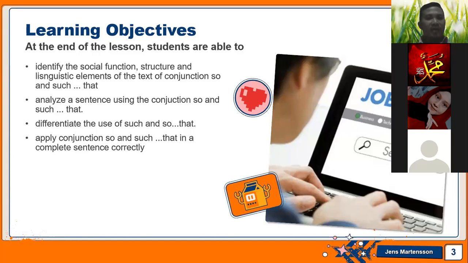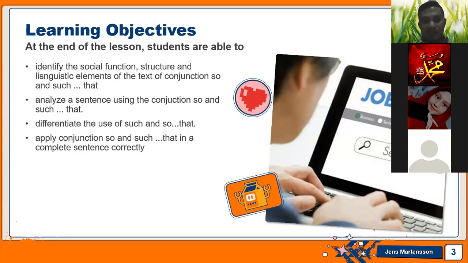Kata penghubung is correct. The second, you will be able to analyze the sentence using the conjunction so and such, and then connected with that. Number three, you will be able to differentiate the use of such and so connected with that. And last but not least, you will be able to apply conjunction so and such, connected with that, in a complete sentence correctly, so you will be able to create a sentence using this conjunction. Those are our learning objectives today.